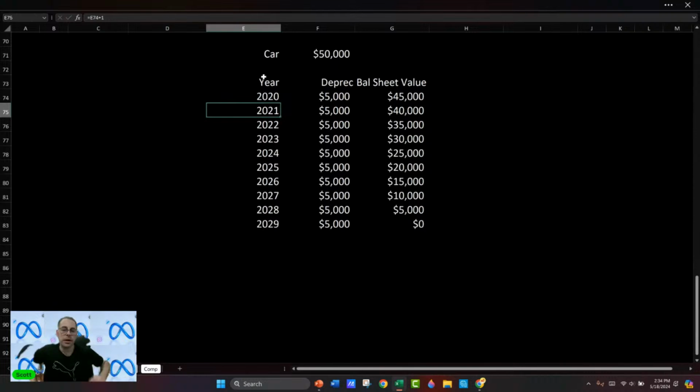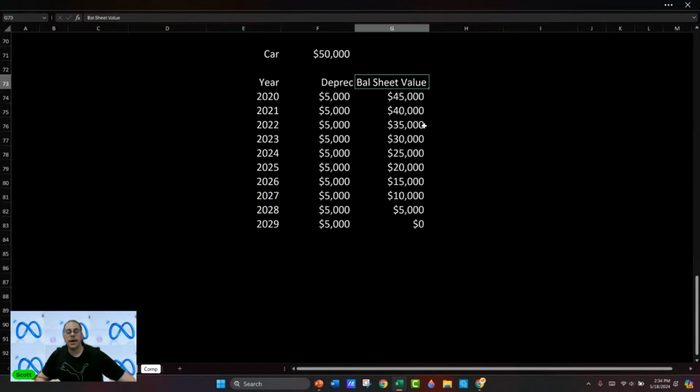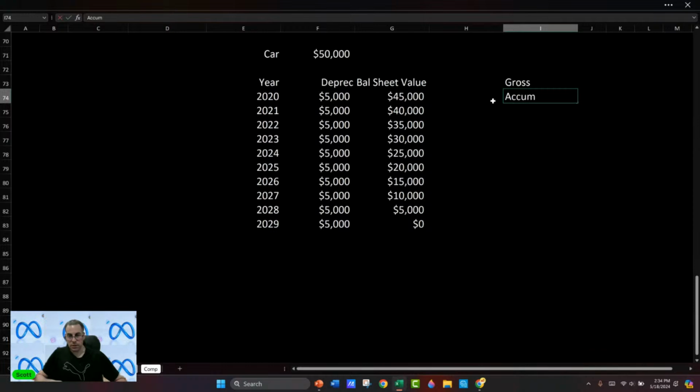Okay, say you bought a truck in 2020 and your accountant depreciates the truck over 10 years. So if you looked at your balance sheet at the end of 2020, that would be the value of the truck or the car. It would be $45,000. It would probably say something like gross value. It would always say 50,000 in gross. That would always be there.